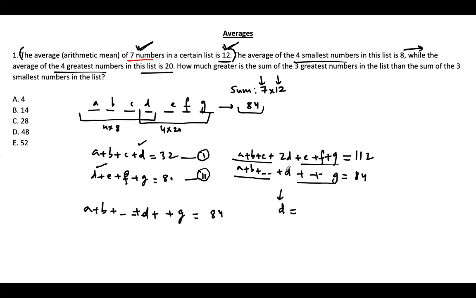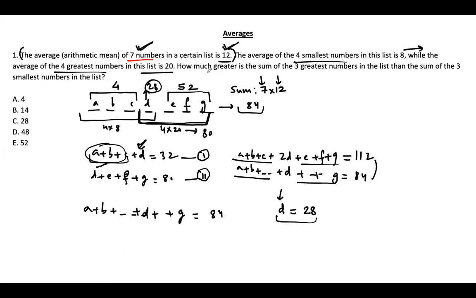From the left hand side, I'm getting 2D minus D, which is D. And here, 112 minus 84 is what? 28. So if I know the value of D, which is 28, and this whole value is 32, what is the sum remaining? 4. If D is 28, what is the remaining sum? 4. Similarly, if the sum of the last 4 numbers is 80, out of which you know 1 is 28, so what about the rest? 80 minus 28, which is 52.